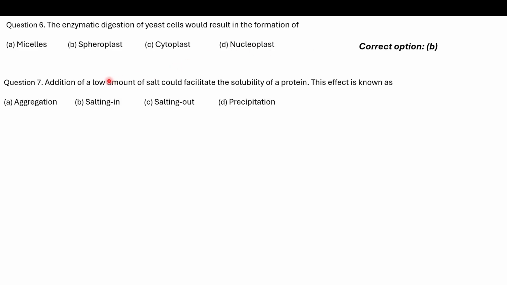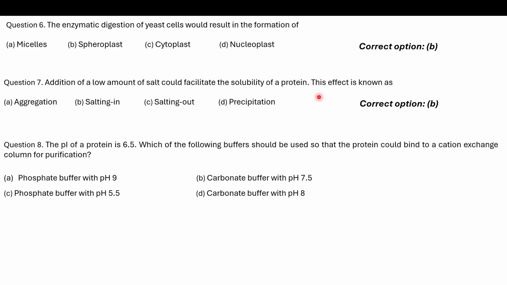Now, the enzymatic digestion of yeast cells would result in the formation of, can anyone take a guess or try? Yes, it's spheroplast. Option B. Now we just read about salting in and salting out. So addition of low amount of salt could facilitate the solubility of a protein. This effect is known as, yeah, correct.